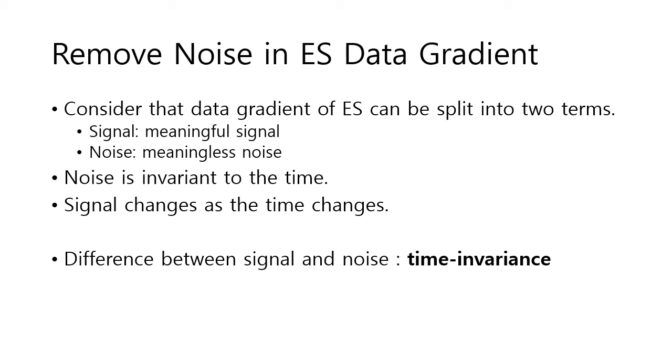So let's remove noise in the ES data gradient. Consider that the data gradient can be split into two terms. One is meaningful signal and the other is meaningless noise. The noise must be invariant to time, but signals change as time changes. So the difference between signal and noise is the time invariance.